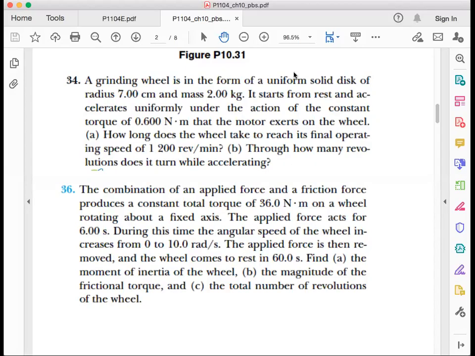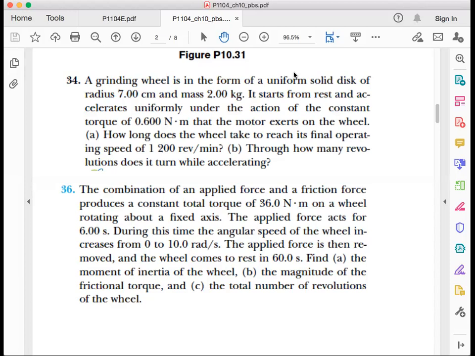So we continue with problem number 34. A grinding wheel is in the form of a uniform solid disc of radius 7 centimeter and mass 2 kilograms. It starts from rest and accelerates uniformly under the action of the constant torque of 0.6 Newton times meter that the motor exerts on the wheel.